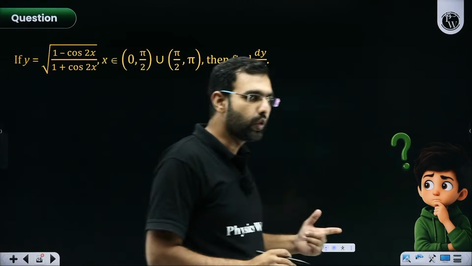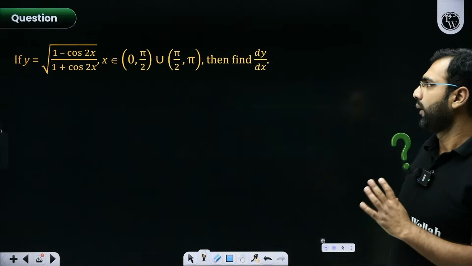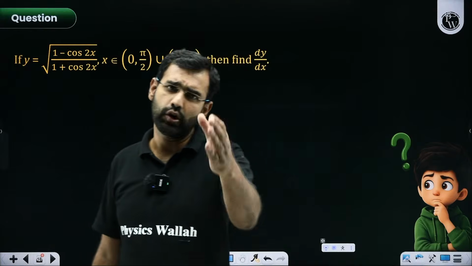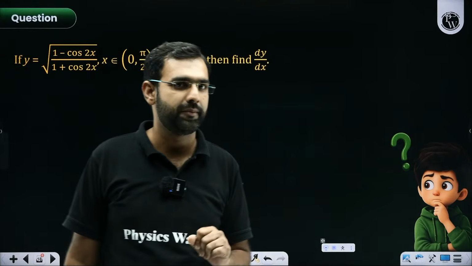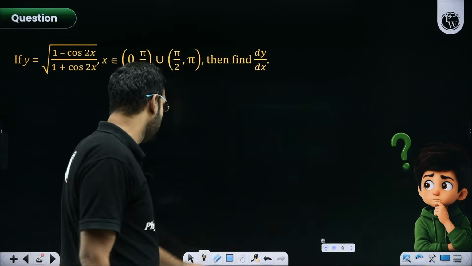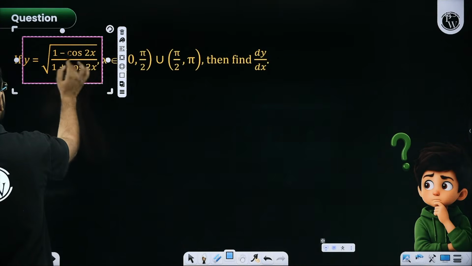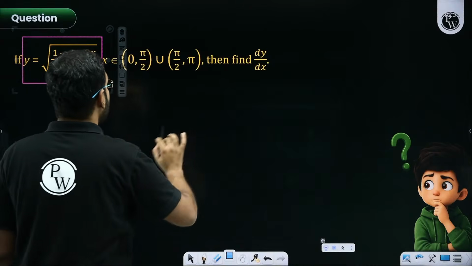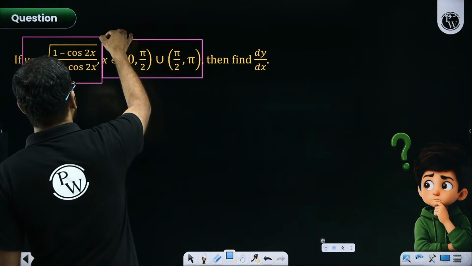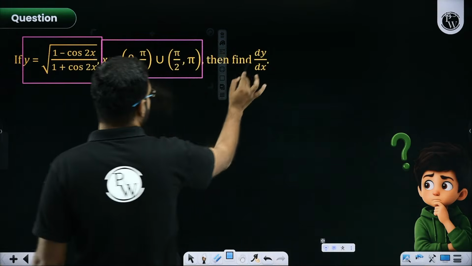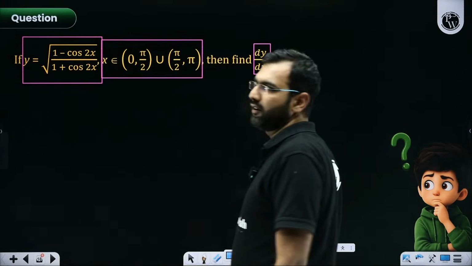So with this, shall we try a good question, a brilliant one? Now, let's try this question. Of course, you can also solve along with me, and the moment you solve it, you're supposed to write your answer in the comments. Shall we, everyone, give it a try? This question says that y is defined as root over 1 minus cos 2x upon 1 plus cos 2x, where x is given as either 0 to pi by 2 or pi by 2 to pi. And then they are asking you the value of dy by dx.